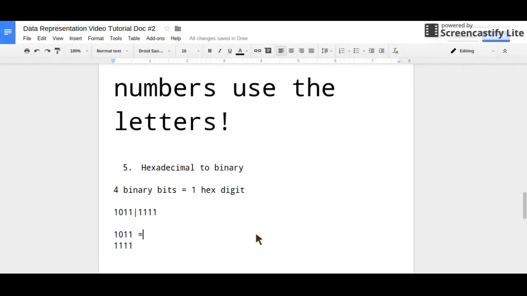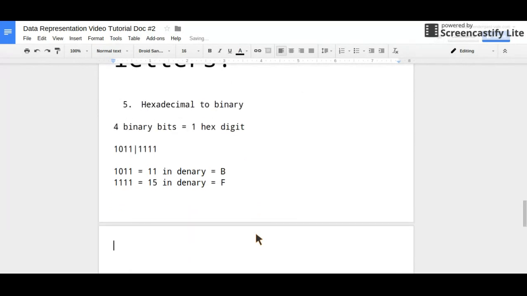So this number is 11 in denary. And this number is 1, 2, 4, and 8, so this is 15 in denary. And then all I have to do is convert each one to a hex number. So 11 is B and 15 is F. So this means that the binary number 10111111 in binary is BF in hexadecimal.